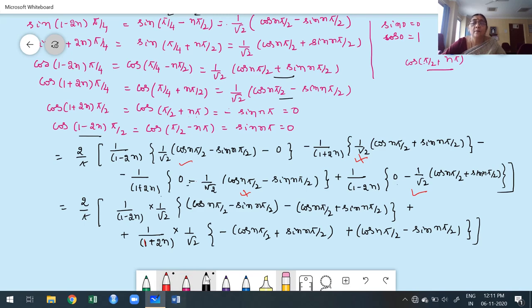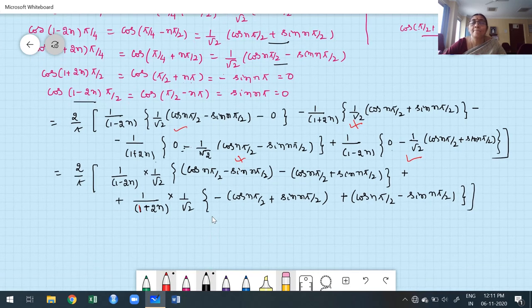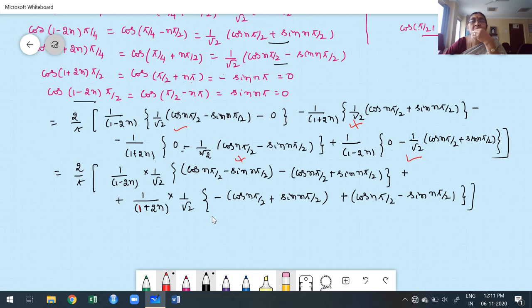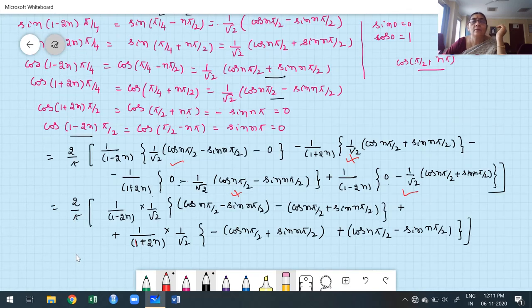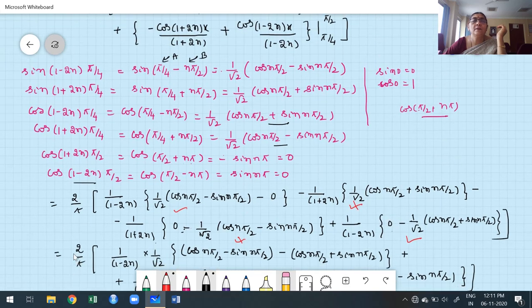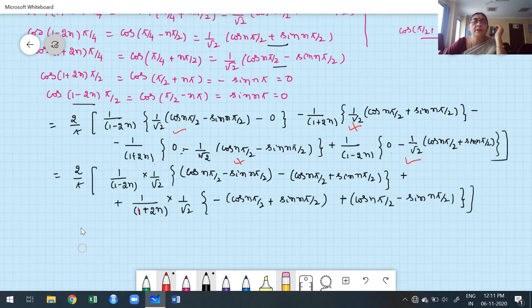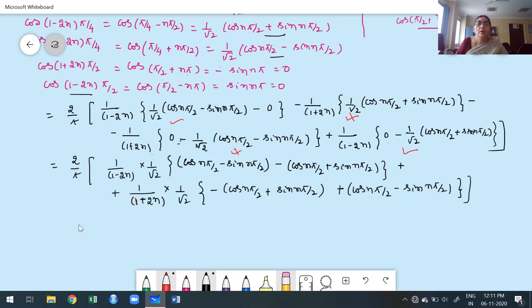Minus into minus plus. Correct. This is 1 plus 2n, this is minus, this is minus. Now I have to simplify further very carefully. I'm doing it a little bit slowly because suppose you are not doing it properly. This is given in the question paper. We have to practice, then only it is easy to do it quickly.